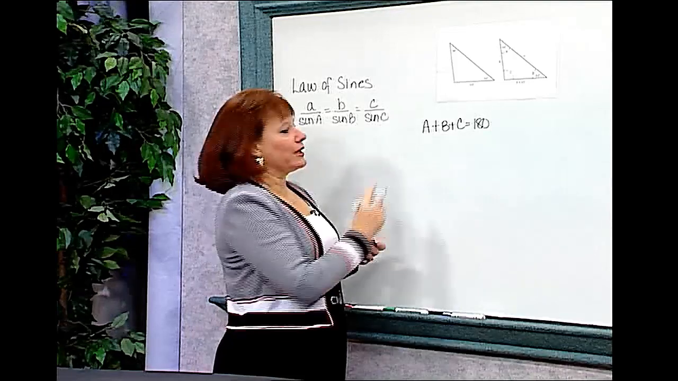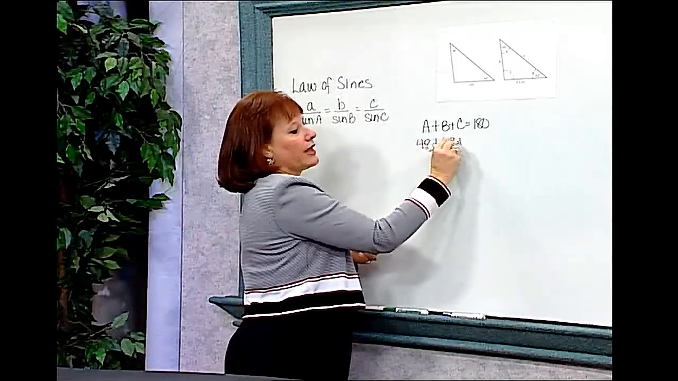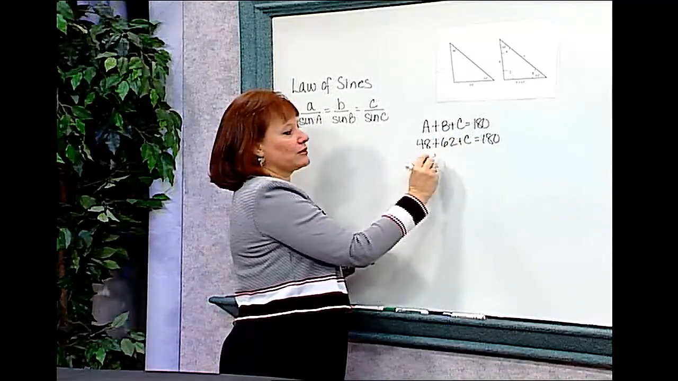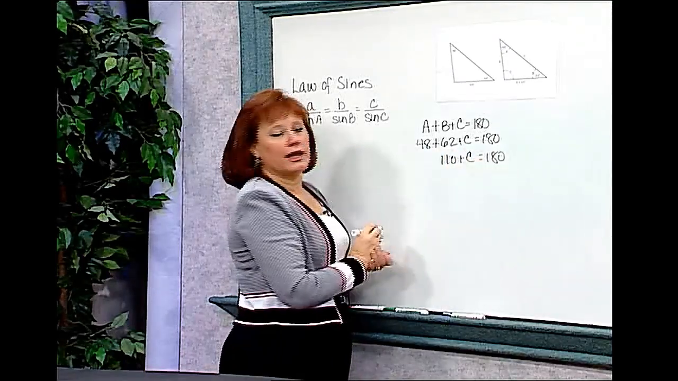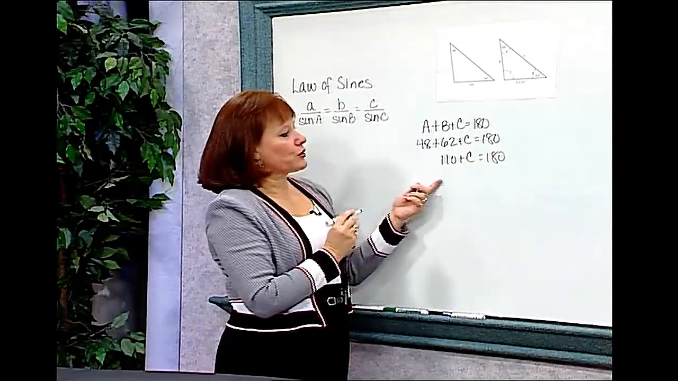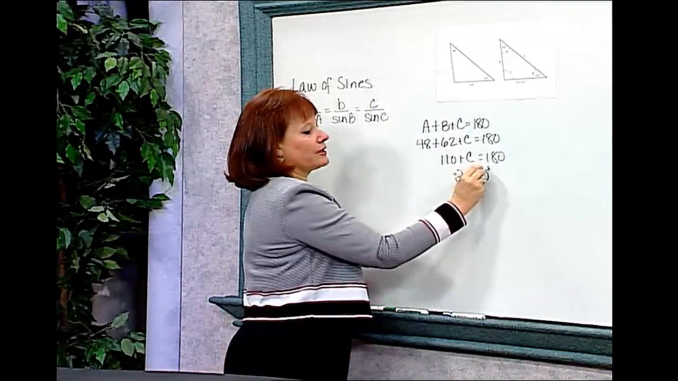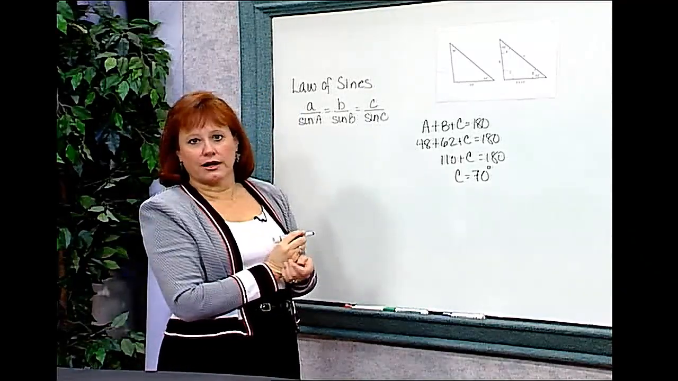I know A and B. I know A is 48 and B is 62, and C is the missing angle that I'm trying to find. If I add these two together, I have 110 plus C is equal to 180, and using my best equation skills, I'll subtract 110 from both sides, and I find that angle C is equal to 70 degrees. That's going to help me to find all of the missing sides of this triangle.